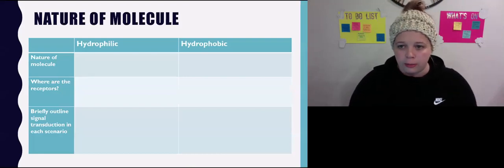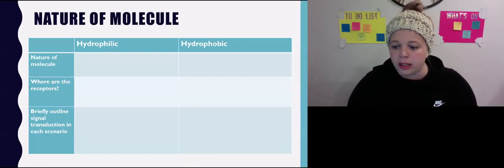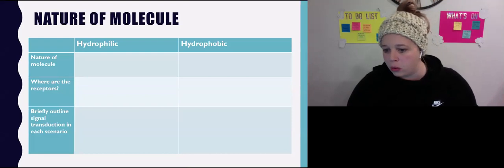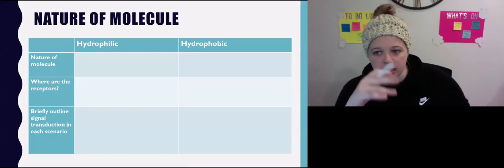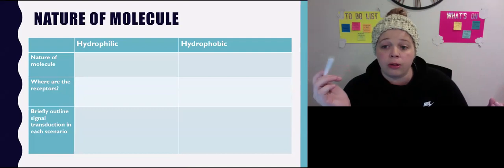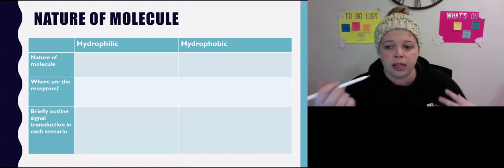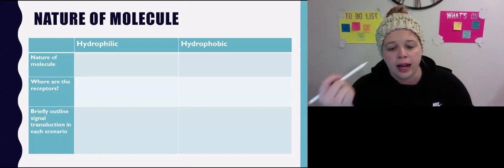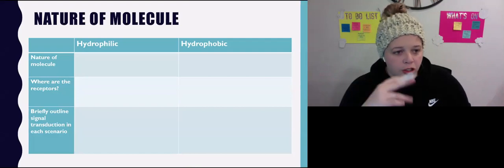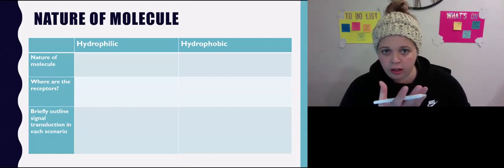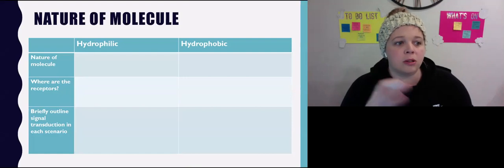So here is your table in your notes, and it is on page 4. We're going to look at this table and we're going to look at the nature of the molecule. We're going to look at where the receptors are, and then we're going to briefly outline how they work. Then in addition to that, I'm going to draw a diagram for you. So you may want to pause as we're drawing the diagram.